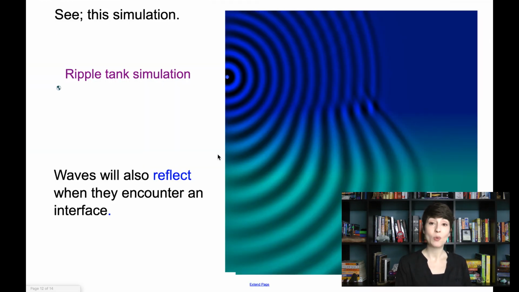The other thing to remember is that waves can also reflect. They can also bounce off of any abrupt discontinuity inside our Earth. Keep in mind, our Earth is made up of a bunch of discontinuities: crust, mantle, outer core, inner core.